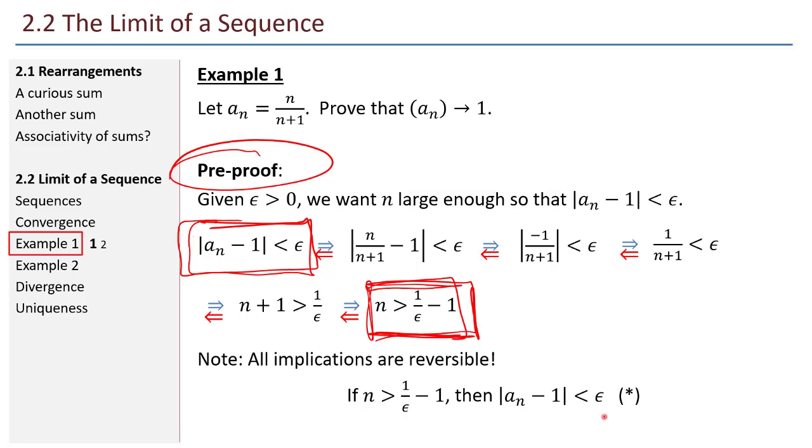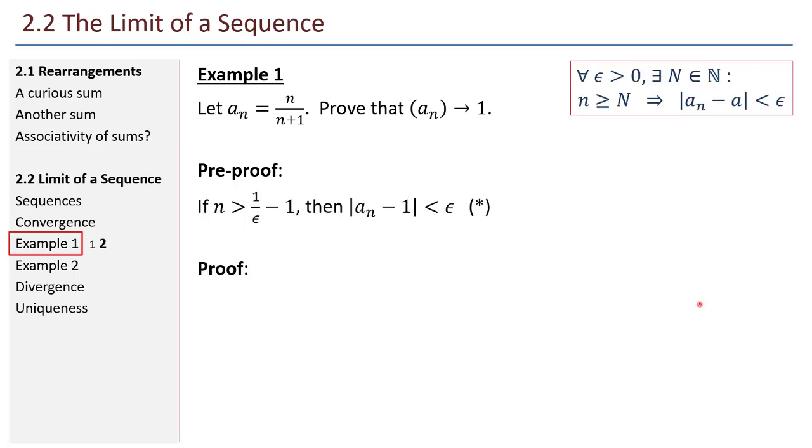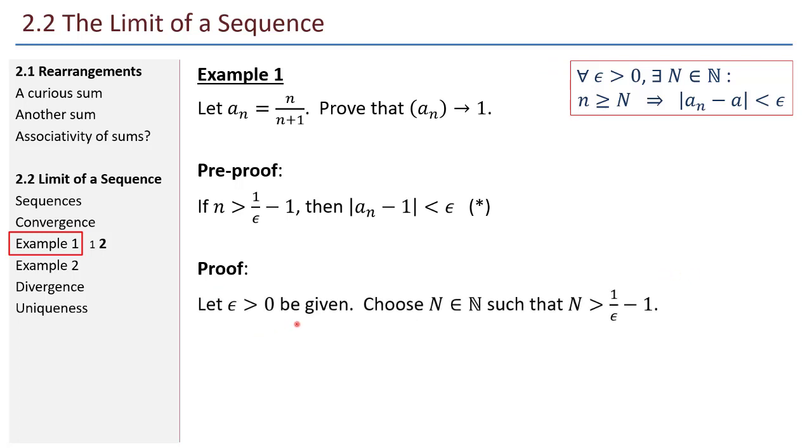Okay, so here we go with the real proof now of the example. So in my pre-proof, I found the if-then. And I'm also putting the definition of convergence up there just for handy reference. Proof. Let epsilon greater than 0 be given. This will almost always be your first line of a proof. Choose big N, a natural number, such that big N is greater than 1 over epsilon minus 1.